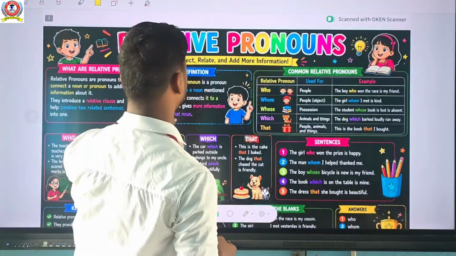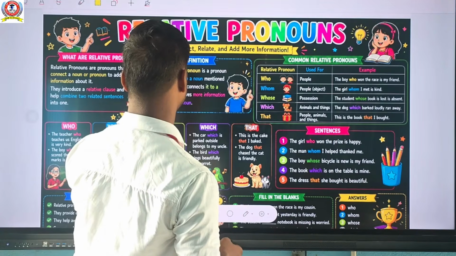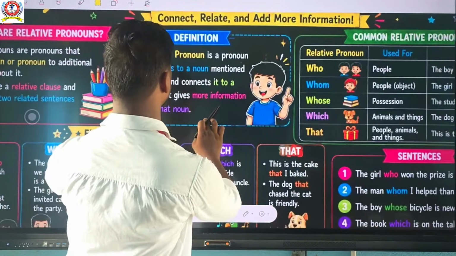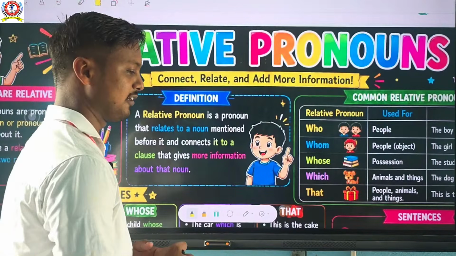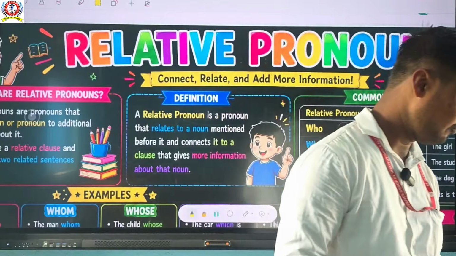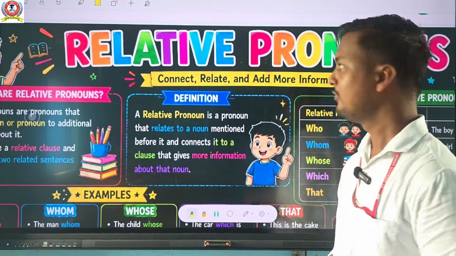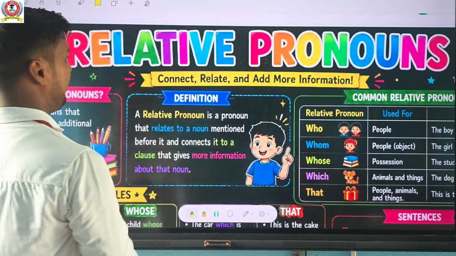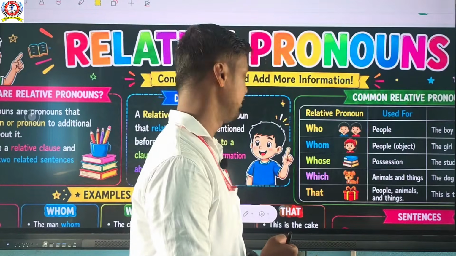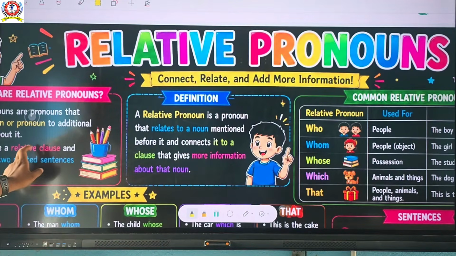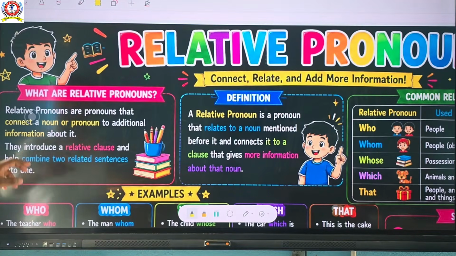Relative pronoun. Students, you can see that. First, we have to know what relative pronouns are. Today we first have to discuss what relative pronouns are, then one by one we have to cover it. So first we have to know what a relative pronoun is. All of you, please listen carefully.